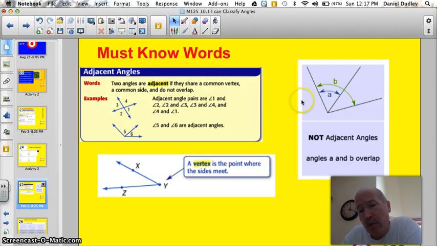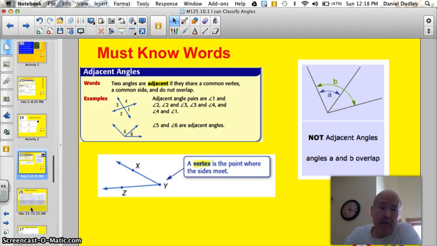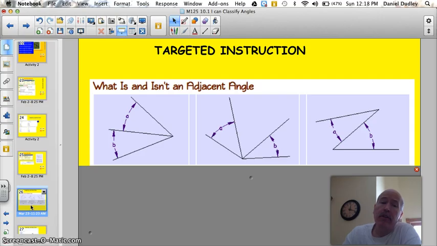Here's another interesting point over here. If you look at these two angles, they're not adjacent, angle A and B, because they overlap. If there was another angle here that said C that was from here to here, angle A and C would be adjacent. They're sharing the same vertex and they don't overlap. Okay? Let's try some examples. Sounds harder than it is.